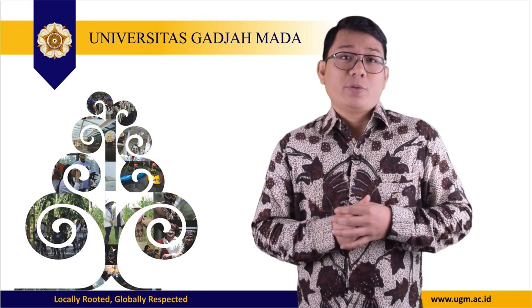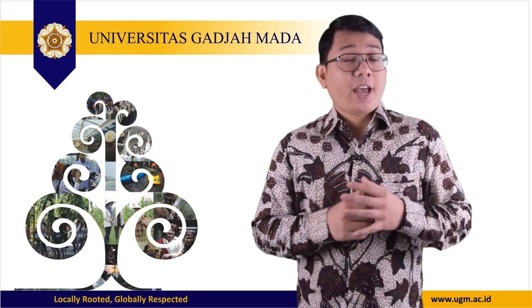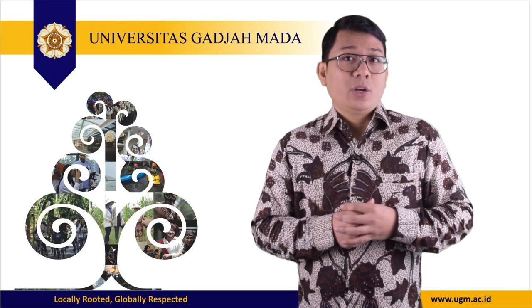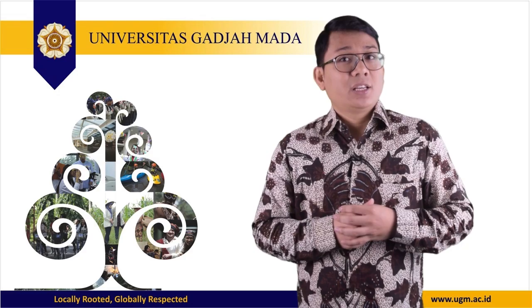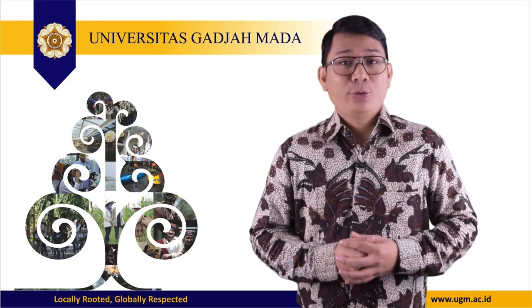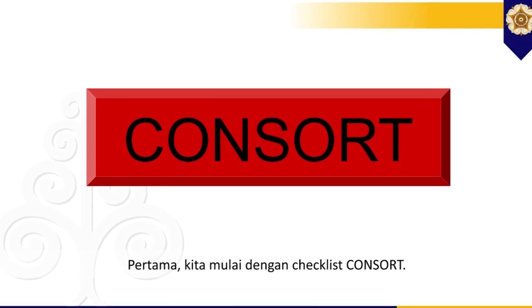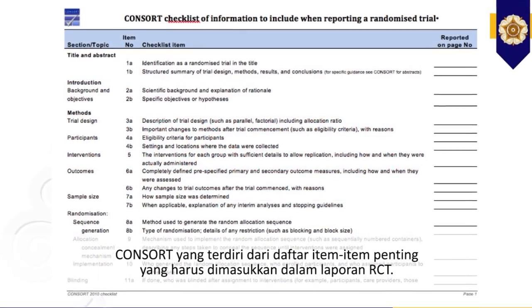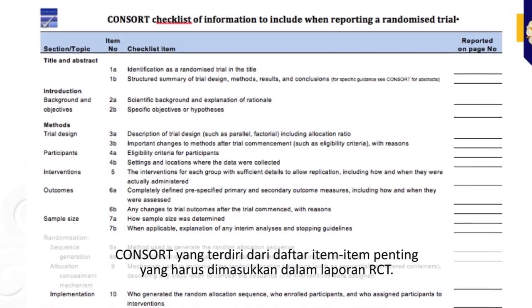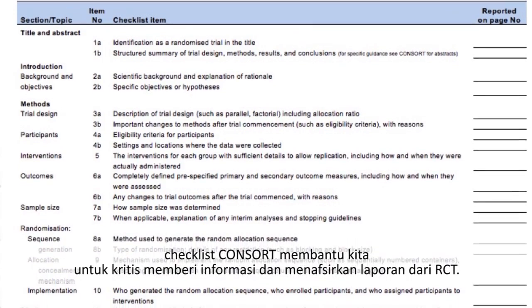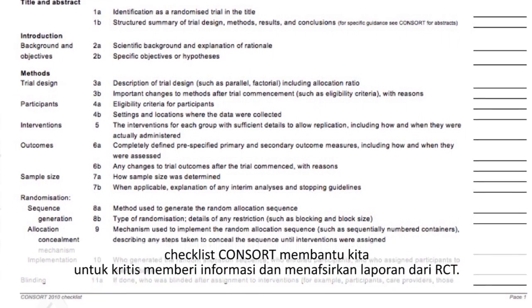But before we appraise this evidence, we must read this article carefully. To make reading easier, we are going to use the Consort checklist, which is also available in your guidebook. Consort stands for Consolidated Standards of Reporting Trials. The Consort comprises a checklist of essential items that should be included in reports of RCTs. The Consort checklist helps us to critically appraise and interpret reports of RCTs.